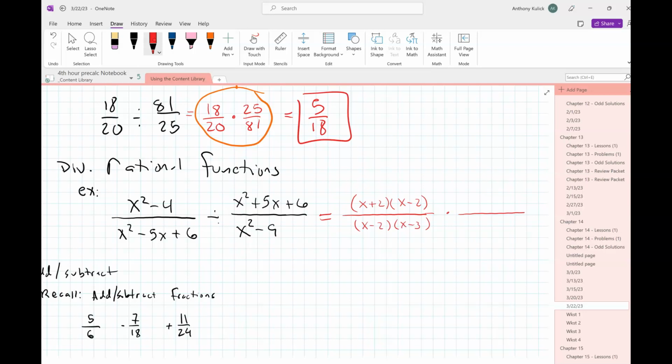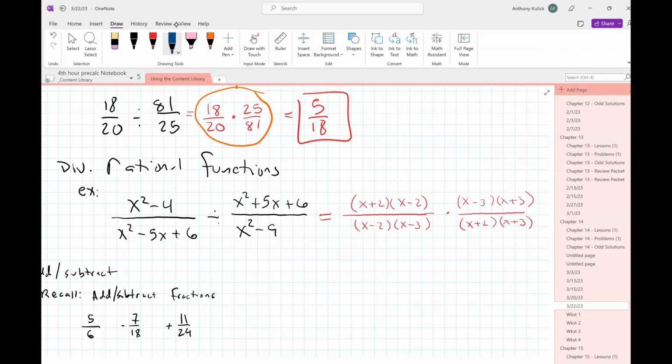Now we're going to change this to a multiplication problem. So what goes on top? The x squared minus 9 factors, right? How does x squared minus 9 factor? -3 and +3. Good. And then the denominator then is the x squared plus 5x plus 6. How does that factor? We did it already, right? 3 and 2.